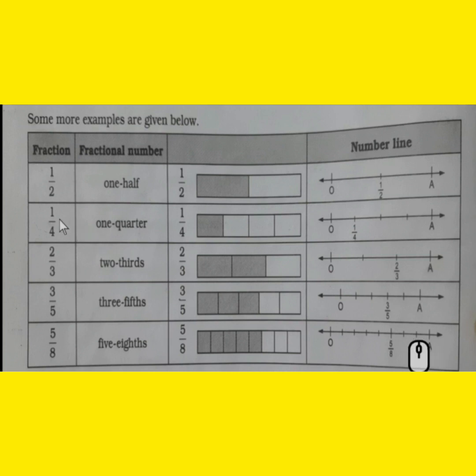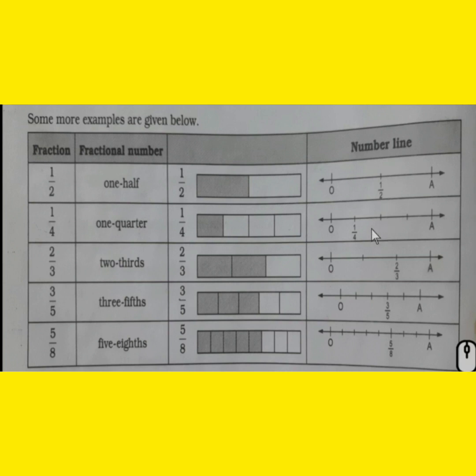Now how is a fraction represented on a number line? First we draw the number line. There O means origin, and A represents 1. In between the origin and A we divide it into 2 equal parts. So this is the first part and this is the second part. Then the first part represents 1/2.